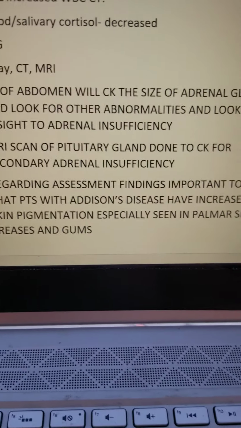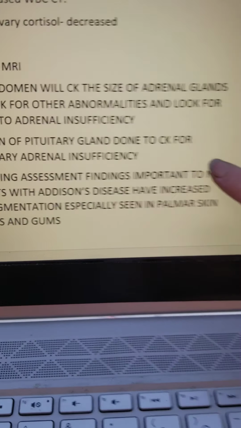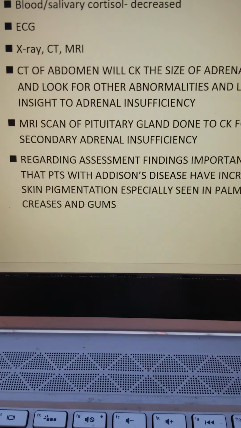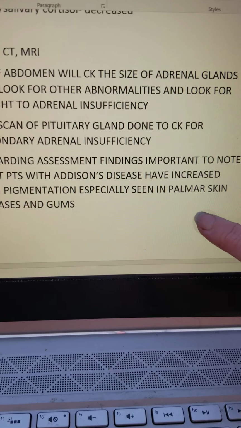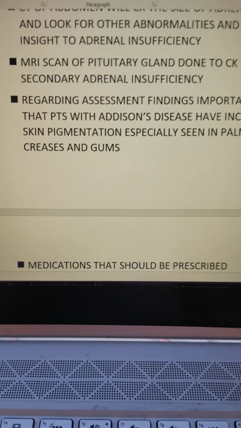CT of abdomen will check the size of adrenal glands and look for other abnormalities and look for insight to this adrenal insufficiency. MRI scan of pituitary gland done to check for secondary adrenal insufficiency.